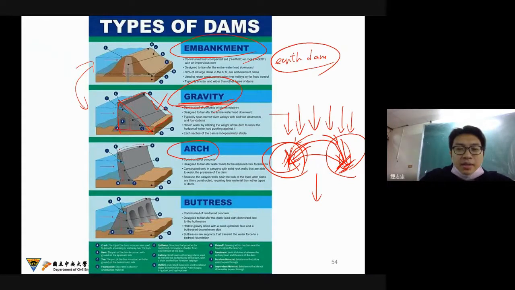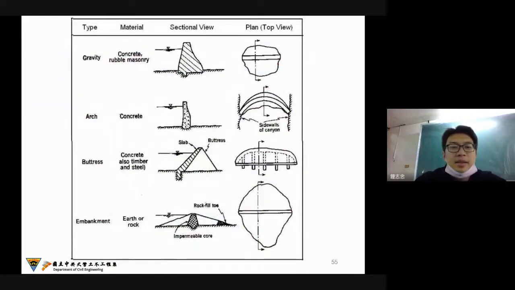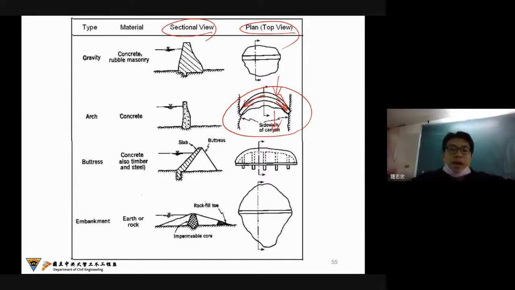And the last one is the buttress dam. I think this is most likely the gravity dam, but with a little bit different shape. I think these are the most common types of dams. And here, this is the different side view, from the section view to the top view, the plan view. I just show you on the arch dam here. This is the upstream, downstream. So we will transfer the pressure to the embankment.